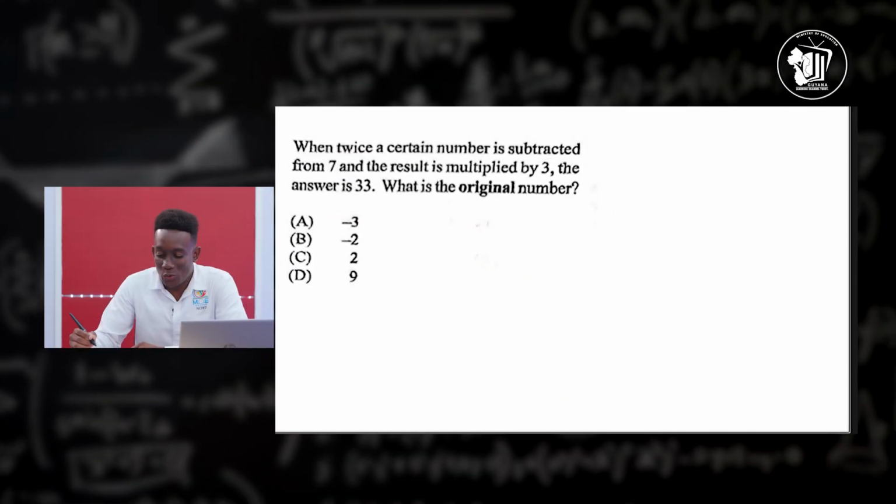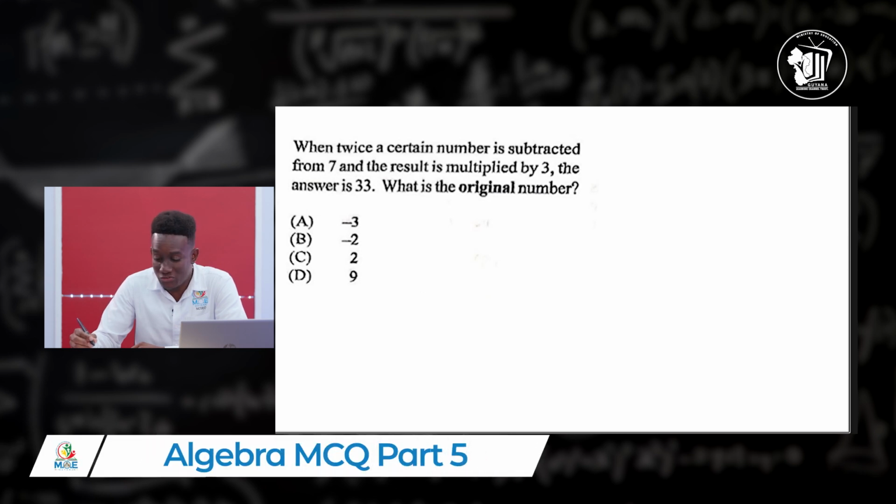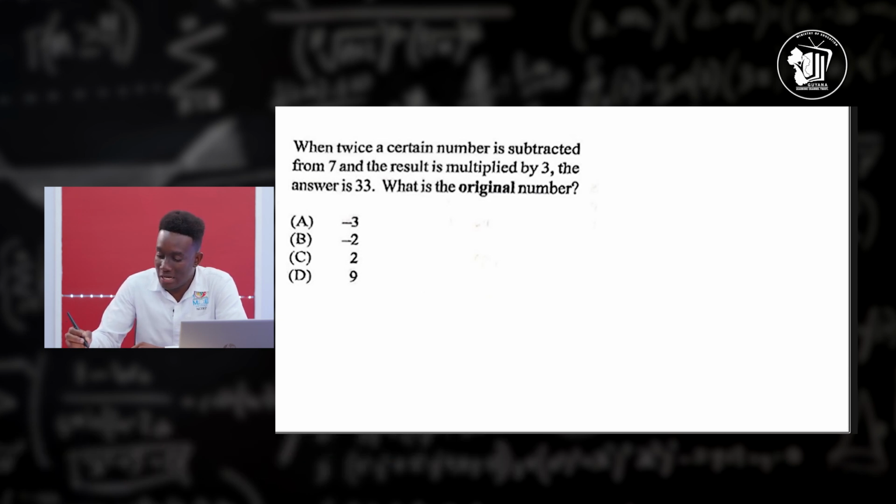So this question says, when twice a certain number is subtracted from 7, the result is multiplied by 3. The answer is 33. What is the original number? So it's saying when twice a certain number, so we don't know what that number is, it will be 2 multiplied by x. When twice that number is subtracted from 7, so we'll have 7 and we'll subtract this from 7. And it says the result is multiplied by 3. So everything is multiplied by 3. And the answer is 33. What is the original number?